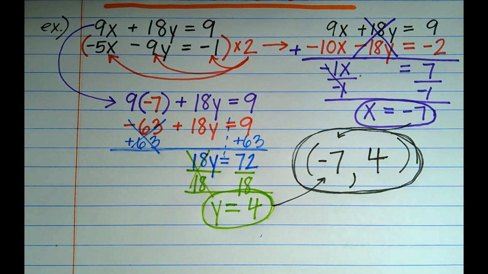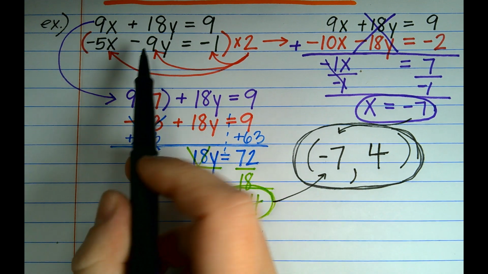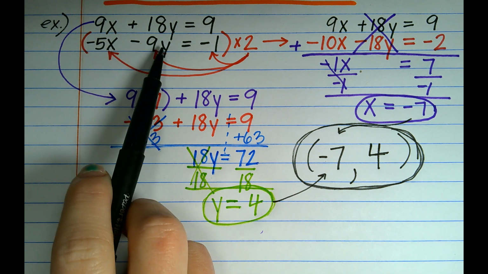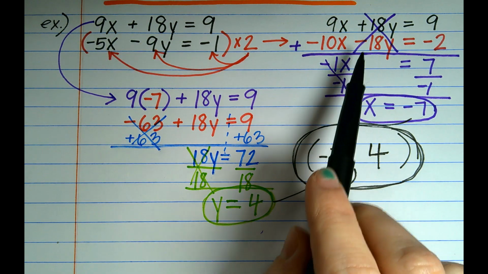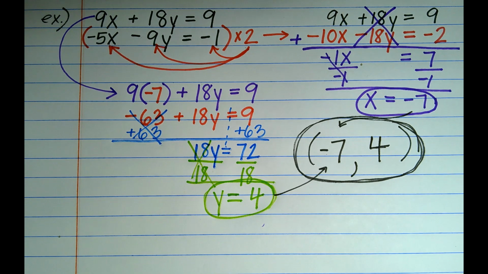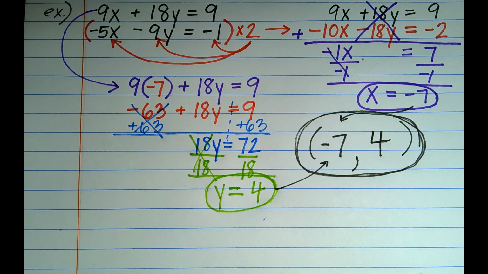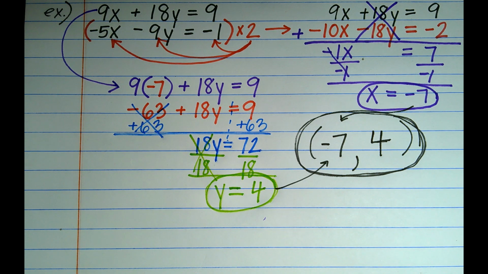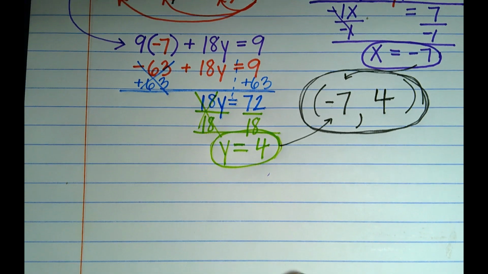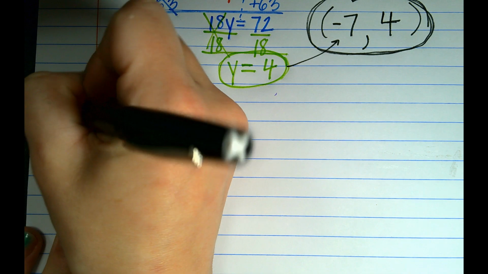So let's look at one where we don't start with negatives in the equation. This one was nice because I started with a -9y so that when I added them together, +18 and -18 cancel. So here's another example. And can I move this, or is anybody still writing? I don't want to move it too quick. Okay, scooch that up. So let's try this one.